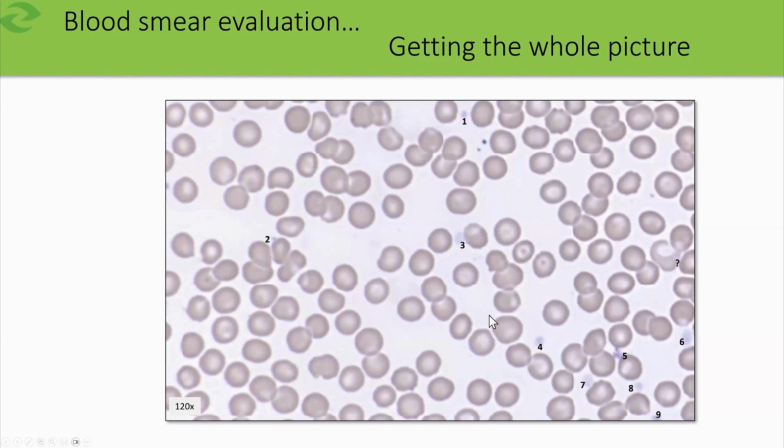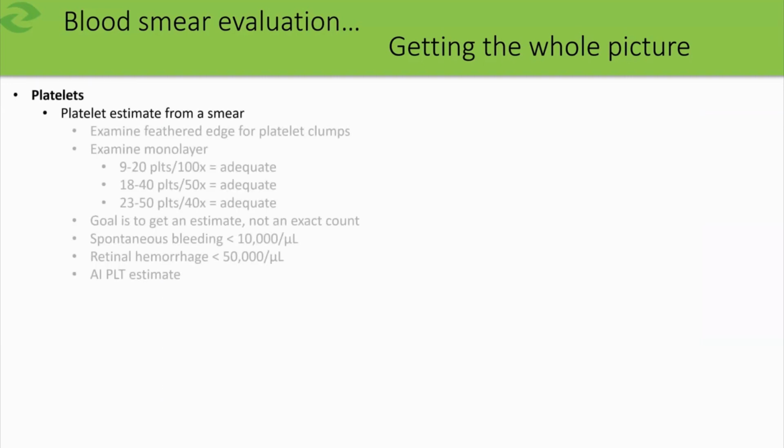And there may be one other platelet over here too. So in this patient, I would say it's adequate. The exact count doesn't matter for clinical decision making. I've ruled out thrombocytopenia, and the exact count is not really important to my decision making.